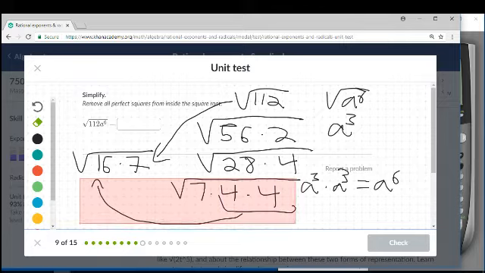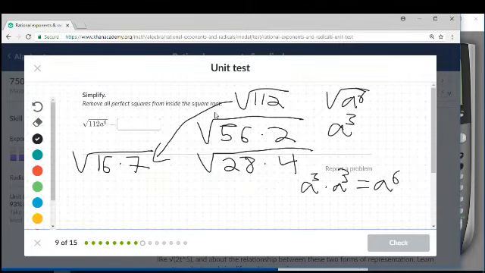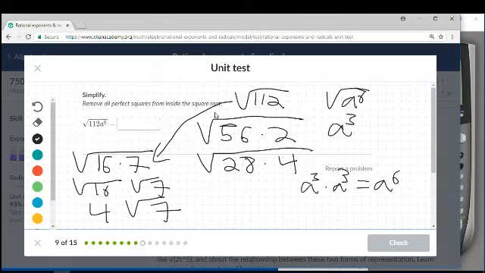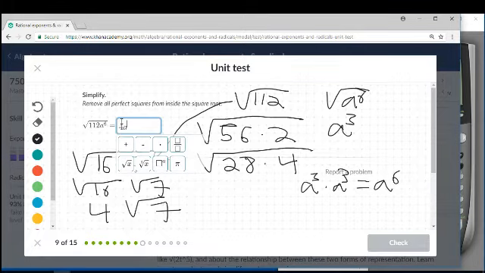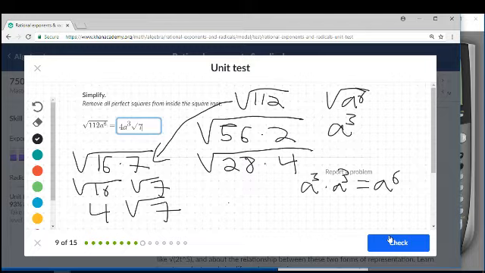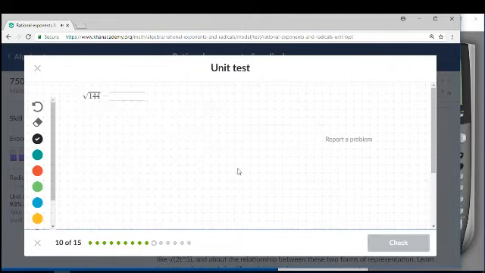But anyways, that's written as the square root of 16 times the square root of 7, and the square root of 16 is 4, so that's just 4 root 7. And that's 4a cubed times the square root of 7. All right, square root of 144 is 12. That's a memorized term.